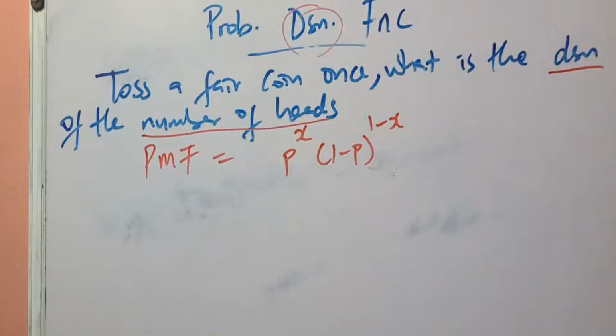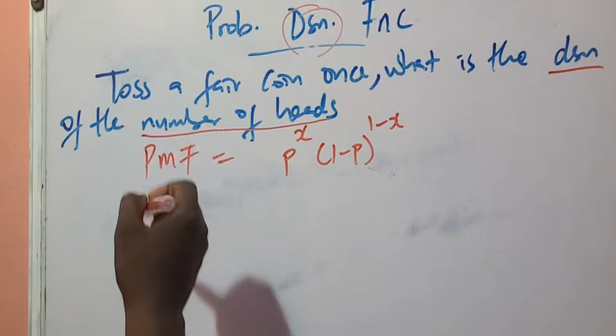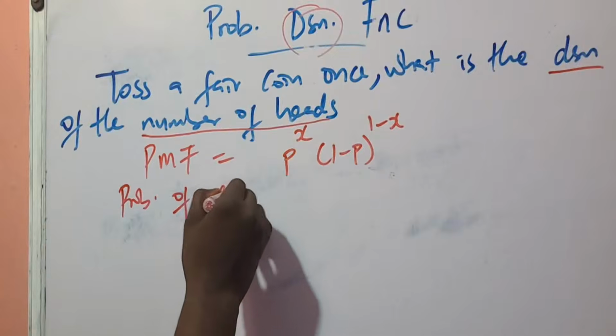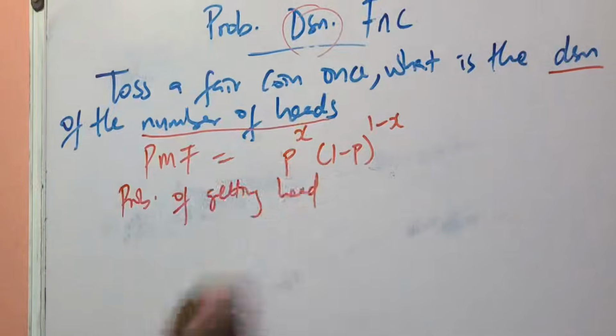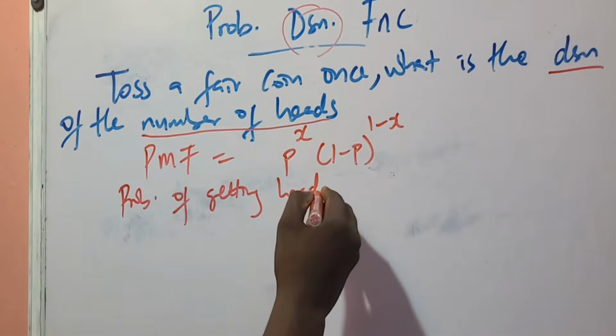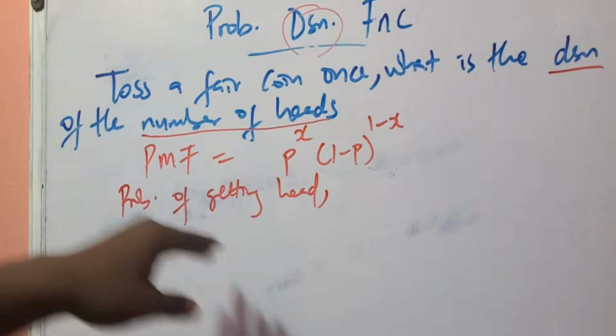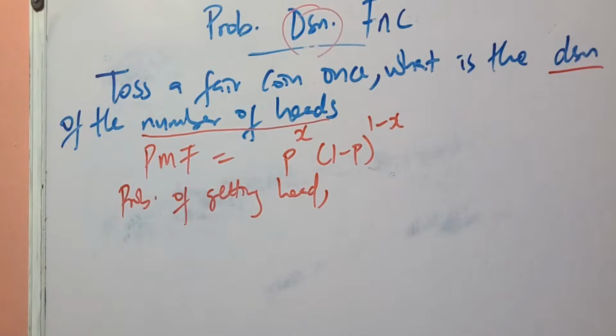So the first question you have to ask yourself, which is the only thing you can do here, what's the probability of getting a head in tossing a fair coin once? Guys, what's the probability of getting a head? Because in this case, the number of heads will represent success. That means getting a head will be the success here.